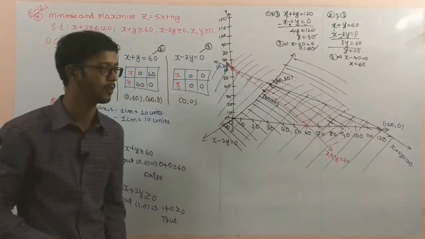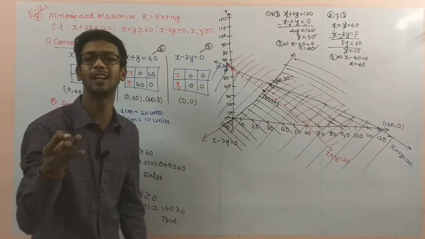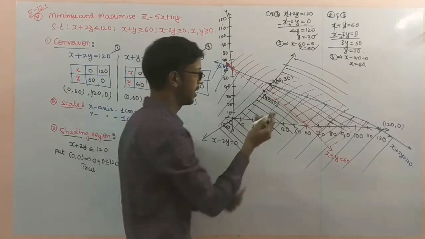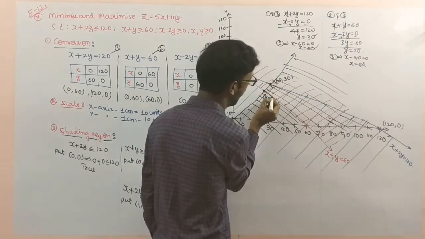So now, the common region. What is the common region here? Red color, blue color, and black color. Total common region, I'm shading with black this total.